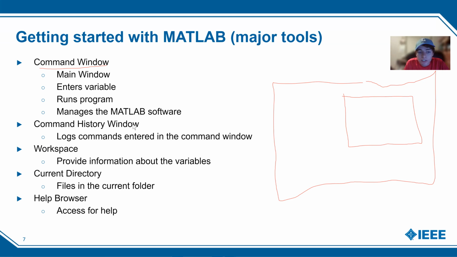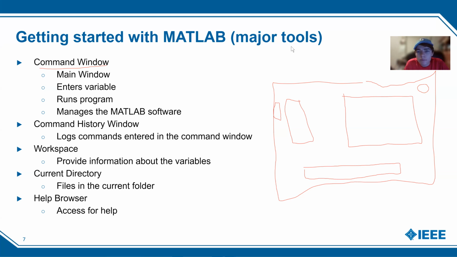Then there's a command history window, where the history of everything you've been coding is stored. Then you have a workspace, which provides information about the variables you use in your program. That's very helpful when you need to know which ones you're using and which ones you aren't. Another one is the current directory, which tells you where the files are stored in the specific folder you're working in. And finally, you'll have a help browser, usually up at the top, and you can hit it for help if you ever need it.